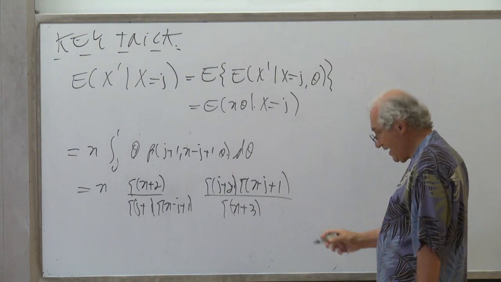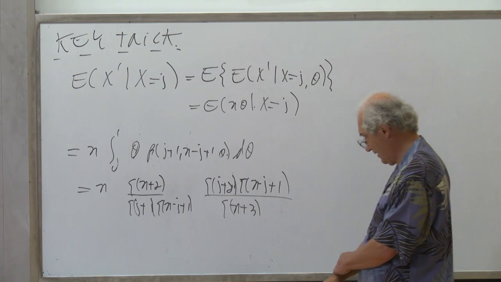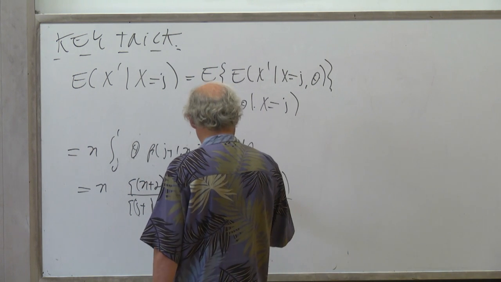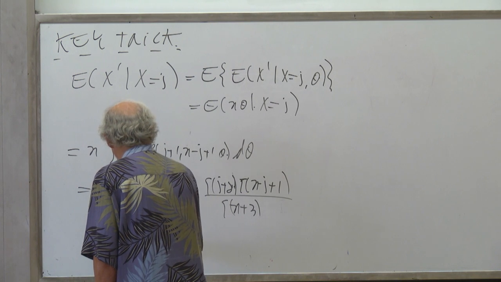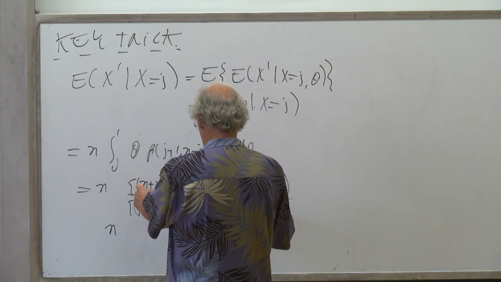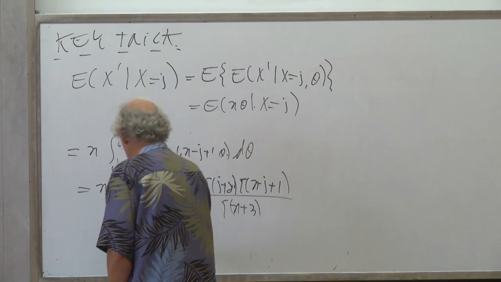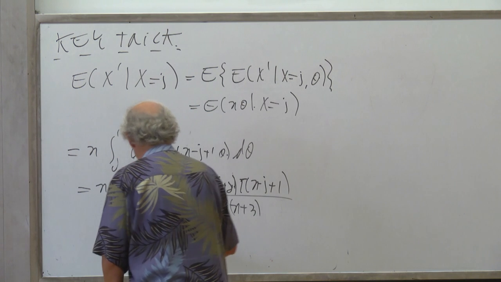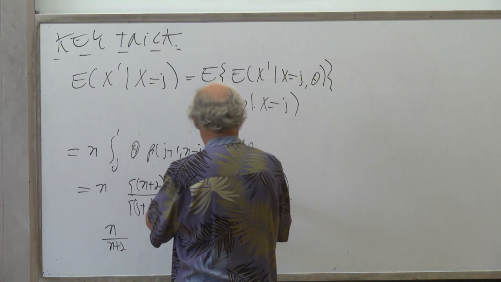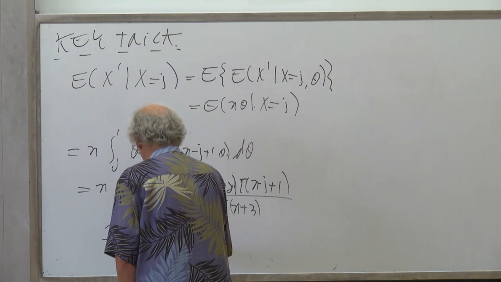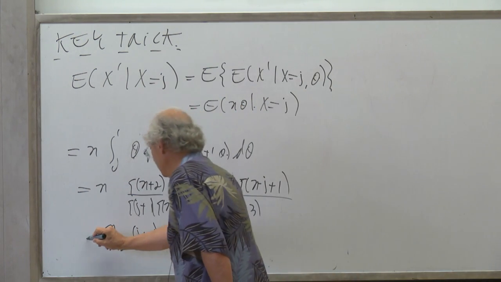Okay, a lot of stuff cancels when you do this. And well, what is it actually, given that I've gone this far and done it? So there's an n here. This is n plus 1 factorial over n plus 2 factorial. So this is over n plus 2. That's that constant. And then there's times j plus 1, I think. That's what it is, equals that.